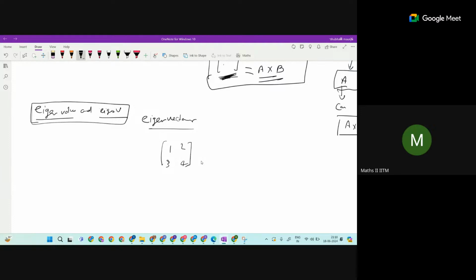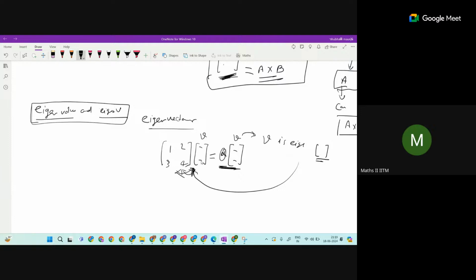And suppose, by luck, by chance, I got a vector v. When I did the matrix multiplication, I just got the same v, the same entries, but multiplied by some scalar alpha. If that happens, I call v an eigenvector of this matrix. That is the definition of an eigenvector, that's all.